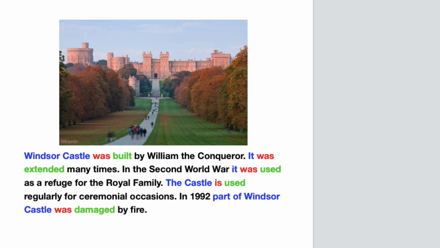So there's a photo from Wikipedia, Windsor Castle in the south of England. Windsor Castle was built by William the Conqueror. It was extended many times. In the Second World War, it was used as a refuge for the royal family. The castle is used regularly for ceremonial occasions. In 1992, part of Windsor Castle was damaged by fire.